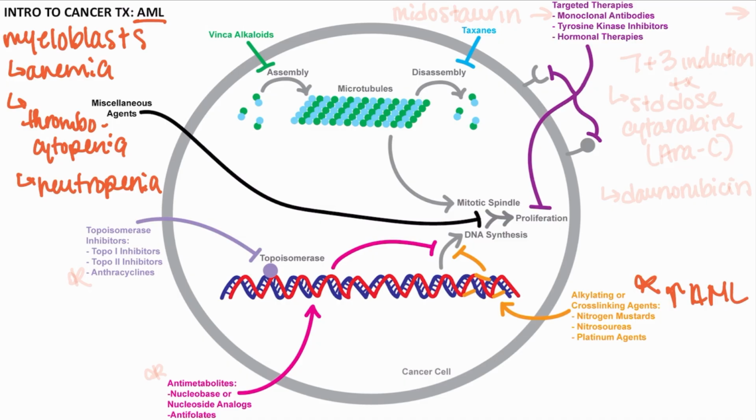Now, I've left the schematic here as a reminder that it's very common for agents from different classes to be combined together to target the cancer cells via a number of different mechanisms, ideally mitigating resistance and picking agents to avoid overlapping toxicities as much as possible. And specifically for AML, we will be discussing 7+3 induction therapy. And this stands for 7 days of standard dose cytarabine, which you also might see referred to as Ara-C, and 3 days of an anthracycline like daunorubicin.